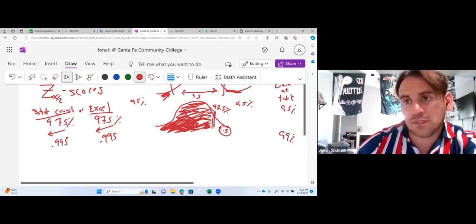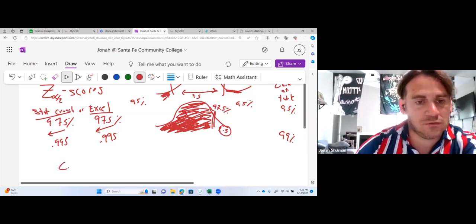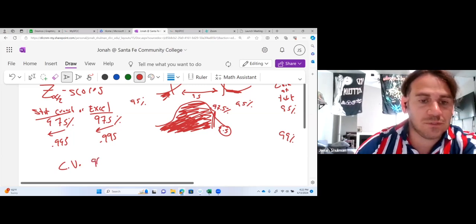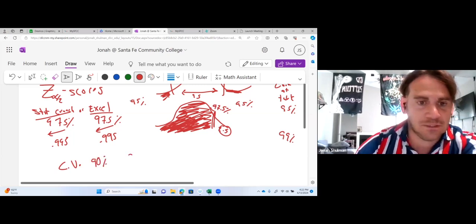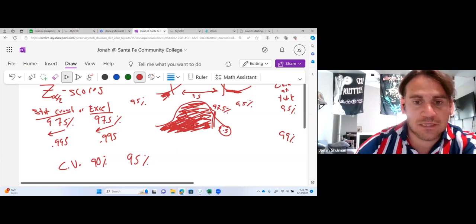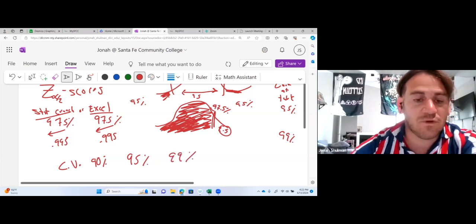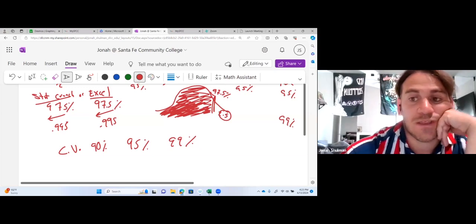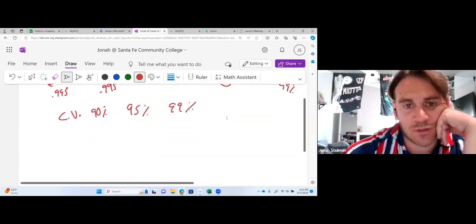So here we go. Let's see the critical values, what we're looking for. I'm going to do the critical values for 90%, which I've never really seen, 95%, and 99%. We're going to first do them on Excel, then I'll do them on StatCrunch, and then I'll do them on the table. So let's start with Excel.